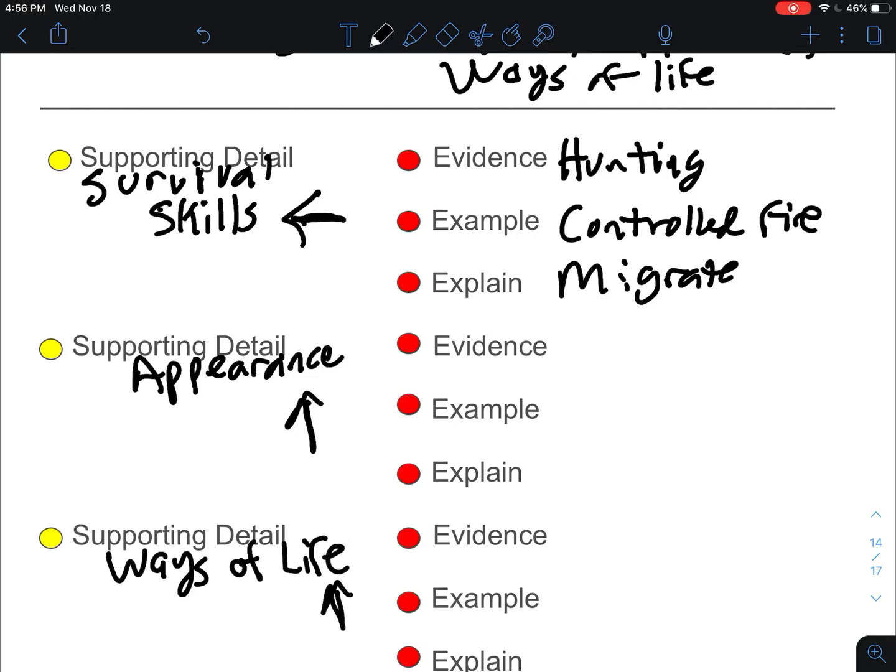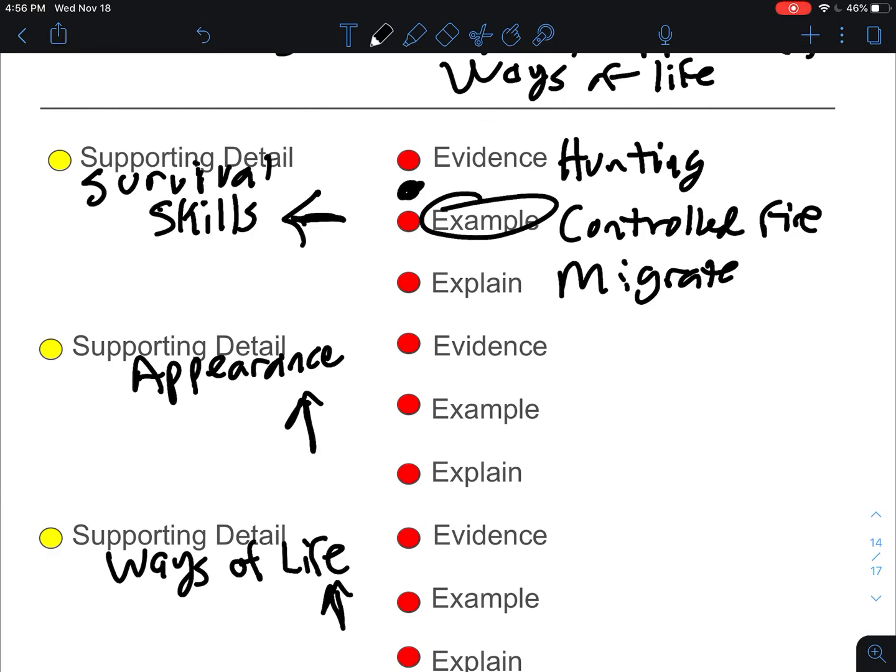You don't want to just say, the ways that they showed survival skills are by hunting, controlling fire, and migrating to warmer climates. And then you move on to the next yellow. You don't want to do that. You want to explain each. So if your first red is, one way they showed survival skills is by hunting, period. You'd want to put another red in here that gives an example of what they hunted or how they hunted, okay? Same with controlling fire.